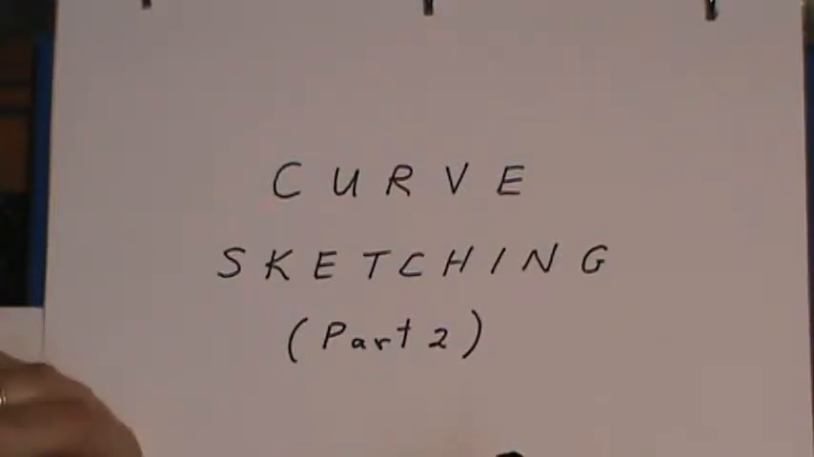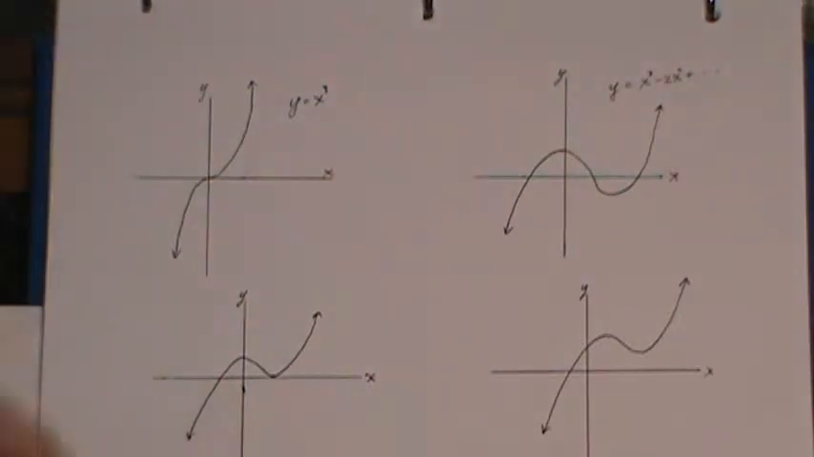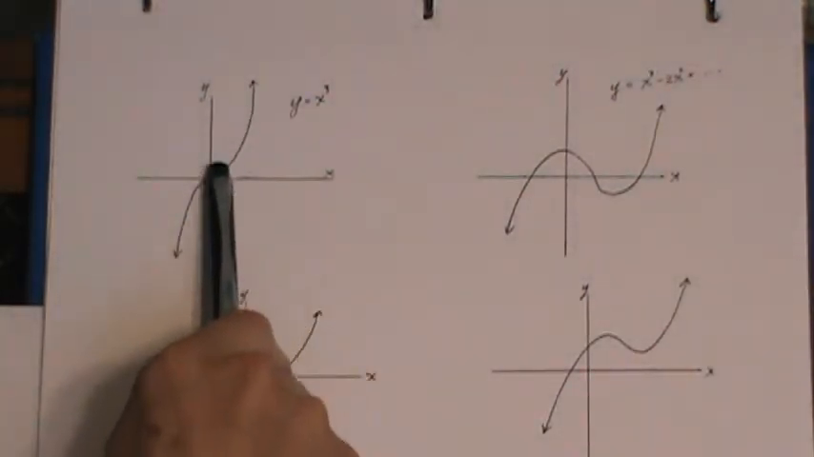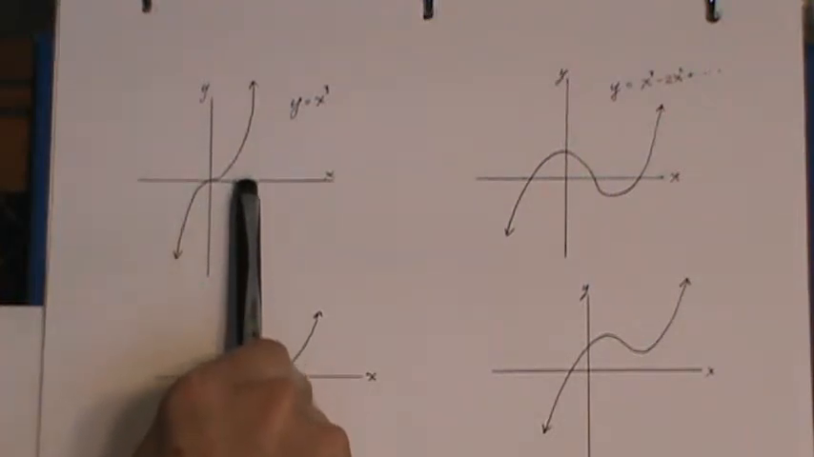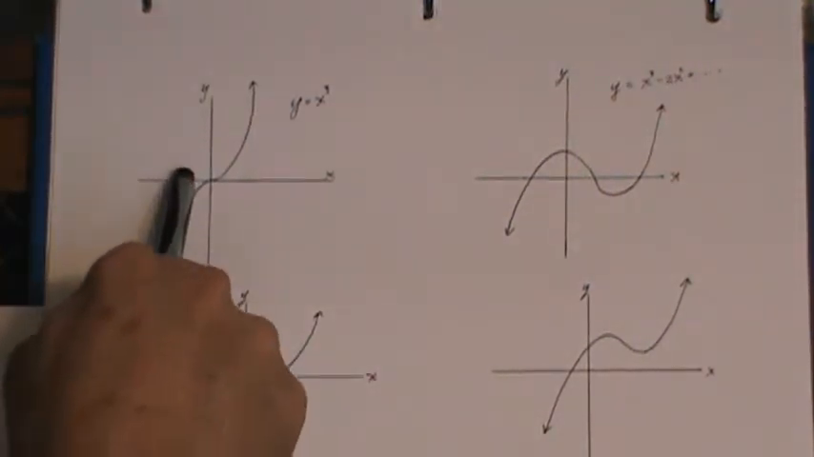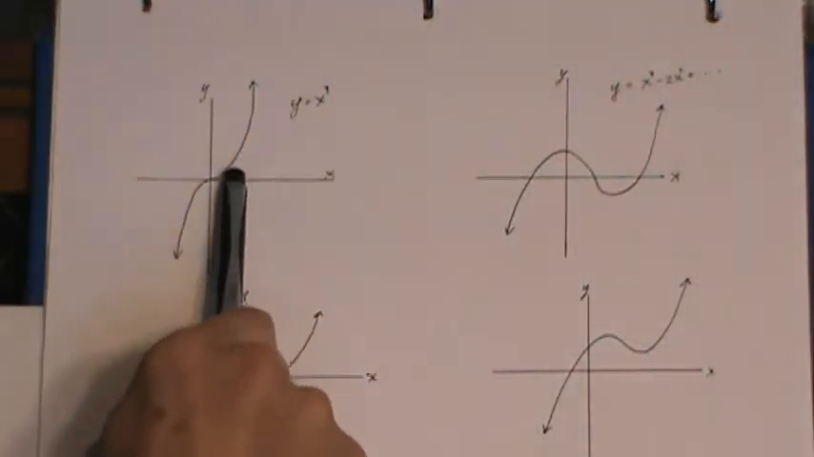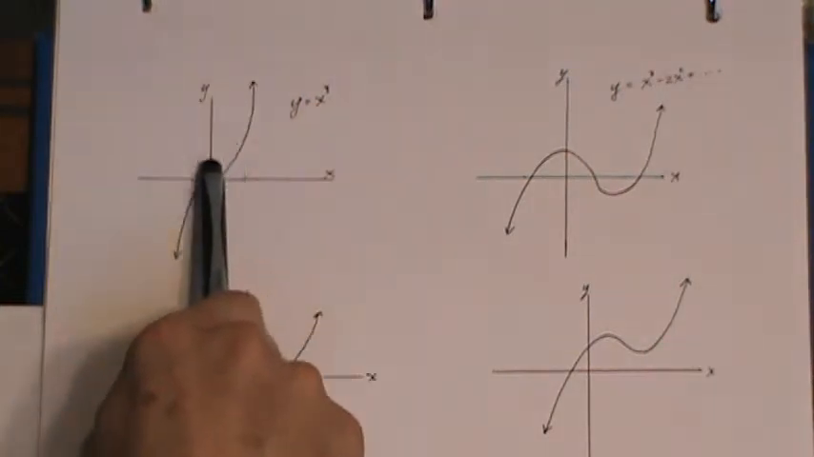In my second curve sketching video, I'm going to look at cubic equations. Now the simplest cubic is y equals x cubed, and the shape is basically like this. When you cube a positive number, you get a positive. When you cube a negative, you get a negative. So unlike a parabola that keeps going up, the cubic goes up on the right side and down on the left.